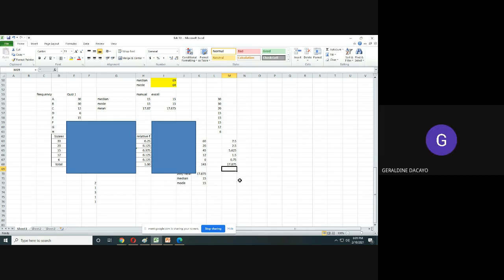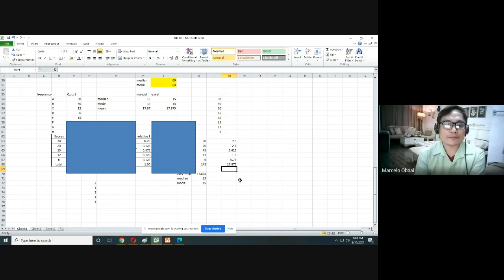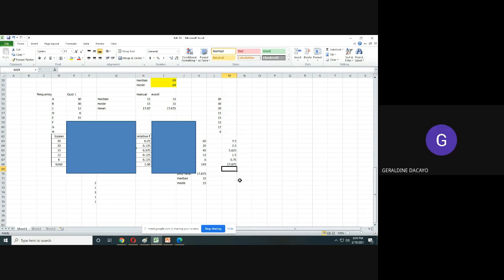No. No, mode pala yun. Sa mode yun. Tama yun sa mode natin. 0.375 yung pinaka-highest pa relative frequency. Okay? Wala tayong problema. Okay, about median? 15 pa rin siya eh.